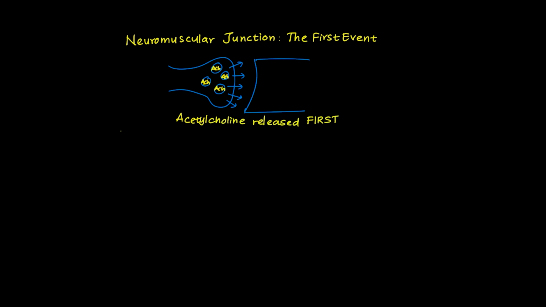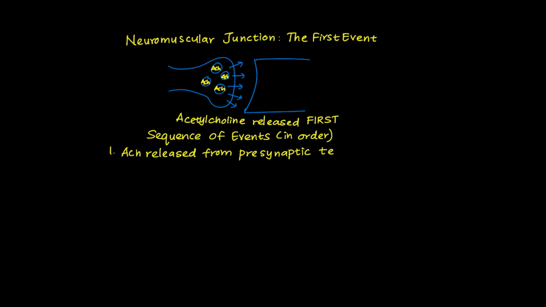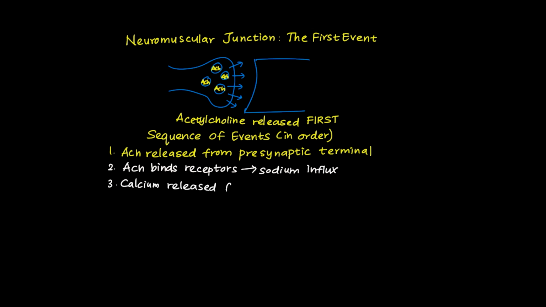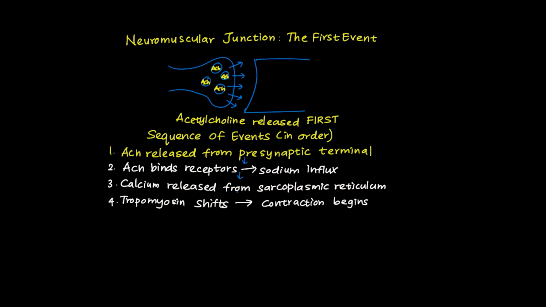the membrane. Calcium release from the sarcoplasmic reticulum happens later, during excitation-contraction coupling inside the muscle fiber, not at the synapse. Sodium influx through the muscle membrane is a consequence of ACh binding, not the first release event. Tropomyosin shifting on actin is even further downstream, during the actual contraction phase. The question asks what is released first from the presynaptic terminal, and that is always acetylcholine.